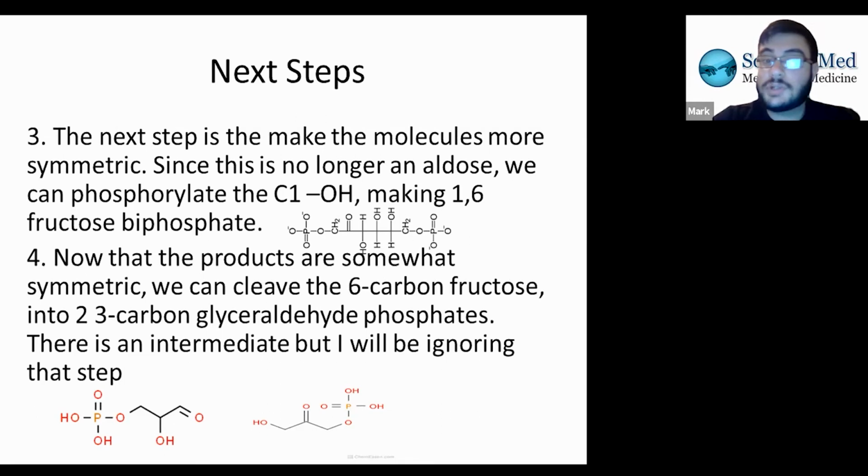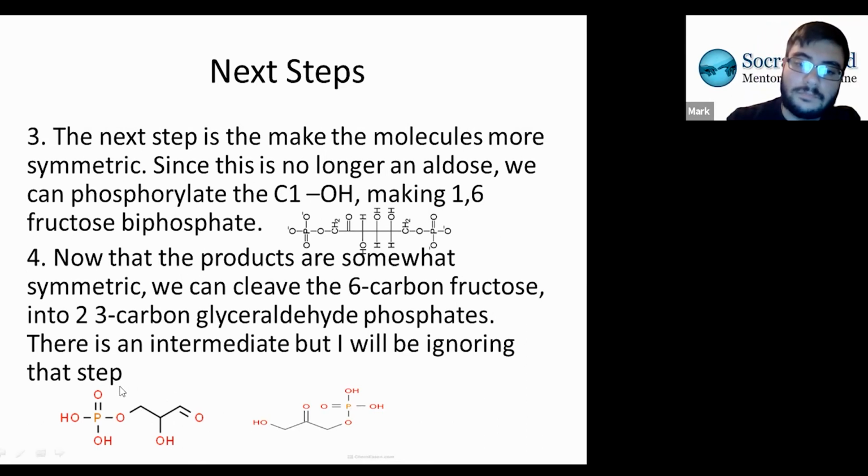Now that the products are somewhat symmetric, we can cleave the 6-carbon fructose into 2 3-carbon glyceraldehyde phosphates, right? We can make the one really long 6-carbon chain into 2 smaller 3-carbon chains, each with their own phosphate group.